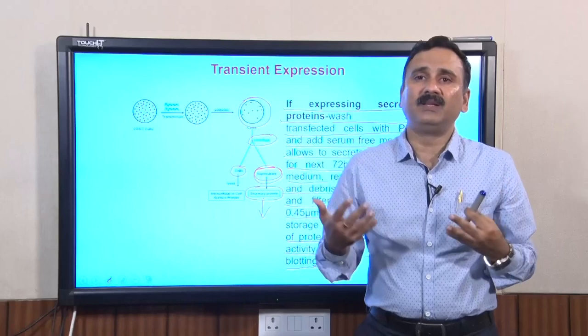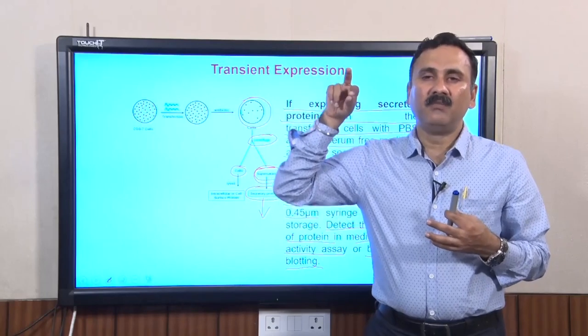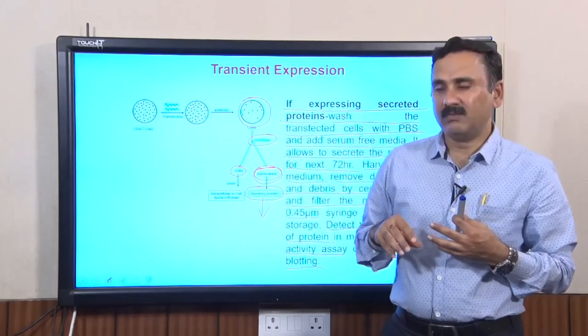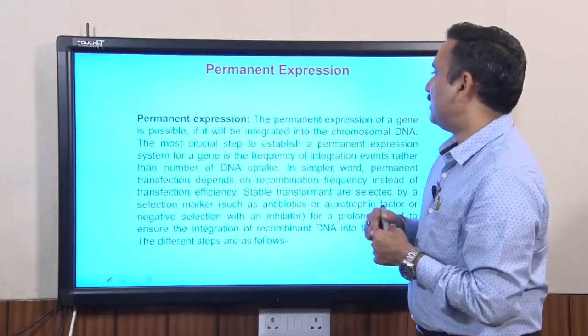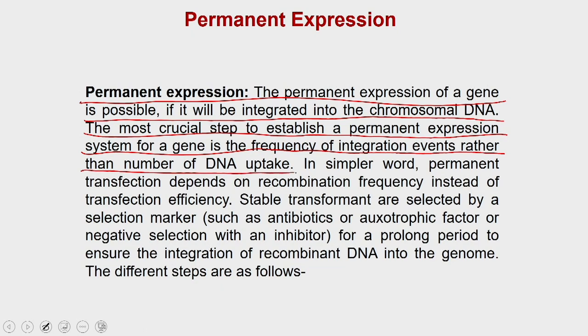But if you want to make the permanent expression system, then you first have to generate the cells under the permanent transfectant, and then once your cells are ready, you can use them for protein production. Under the permanent expression, the permanent expression of a gene is possible if it is integrated into the chromosomal DNA. The most crucial step to establish a permanent expression system for a gene is the frequency of integration events rather than the number of DNA uptake. In simpler words, the permanent transfection depends on the recombination frequency instead of the transfection efficiency.